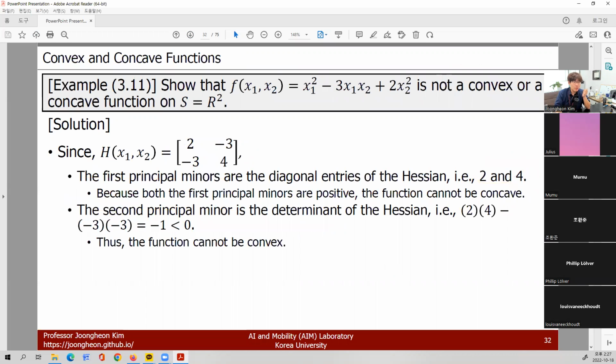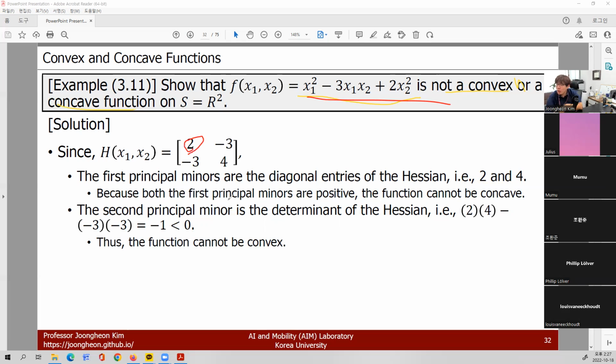Now show that this is neither convex nor concave. See, this is not anything. This is just nothing, right? This is just a random function. Let's prove that.